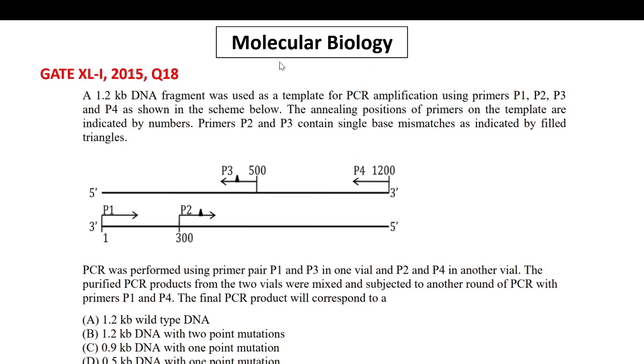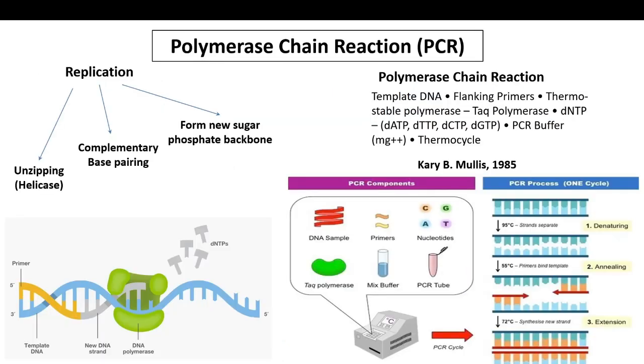So for solving this question, one has to know the basics about PCR, that is the polymerase chain reaction, and also something which is known as single base mismatches, how these single base mismatches are being made by site directed mutagenesis. So that also I will be discussing before solving this question. So now first we shall look into what a polymerase chain reaction is.